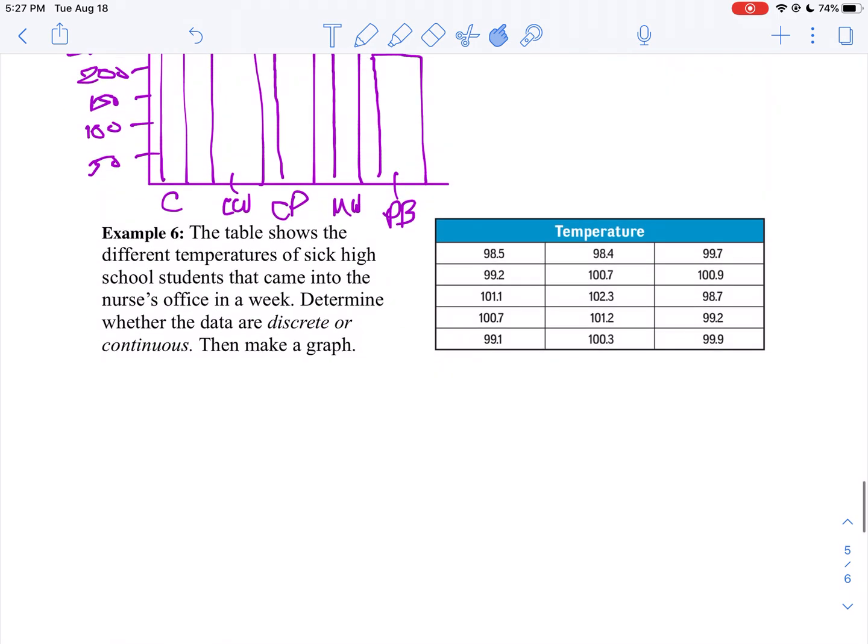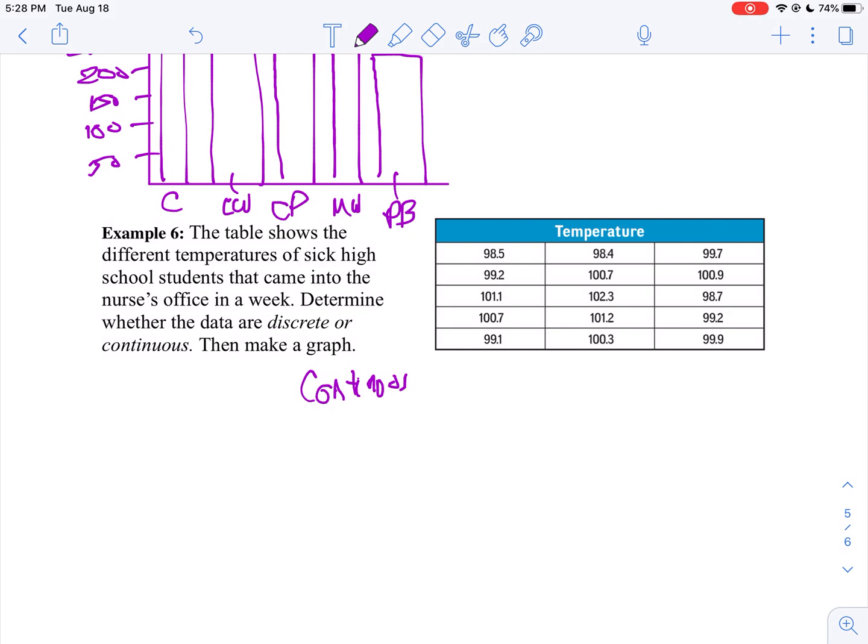Now let's take a look at example 6. It says the table shows the different temperatures of 6 high school students that came into the nurse's office in a week. Determine whether the data is discrete or continuous. Then make the graph. So is our data for temperatures discrete or continuous? Well, I would say this is continuous. It's continuous because they're not categoricals. Your numbers just go all throughout.